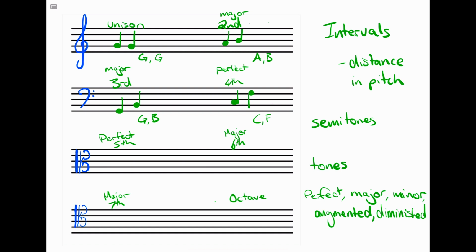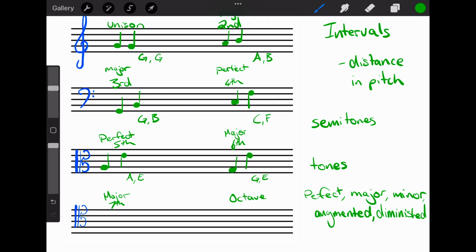A fifth is also a perfect interval, but can be changed to augmented or diminished. In this case, it is represented by A and E. An interval of a sixth can be major or minor. In this case, major with G and E. A seventh can be major or minor, in this case C and B.